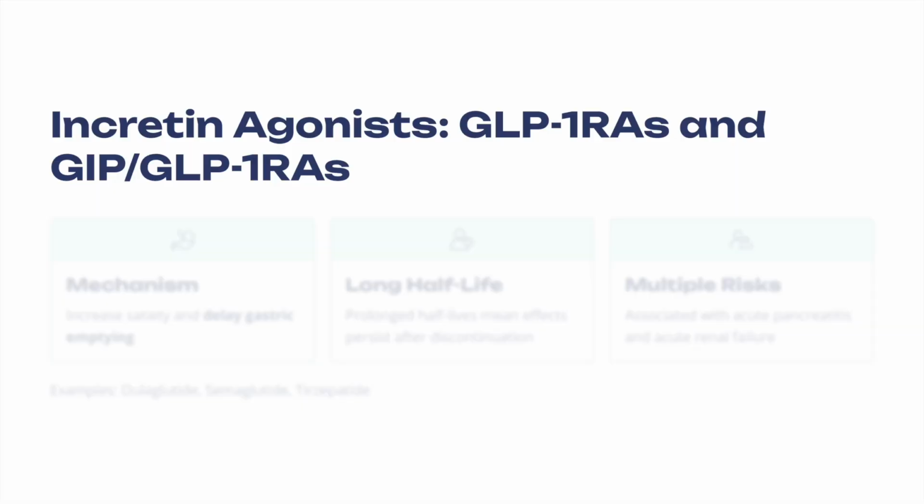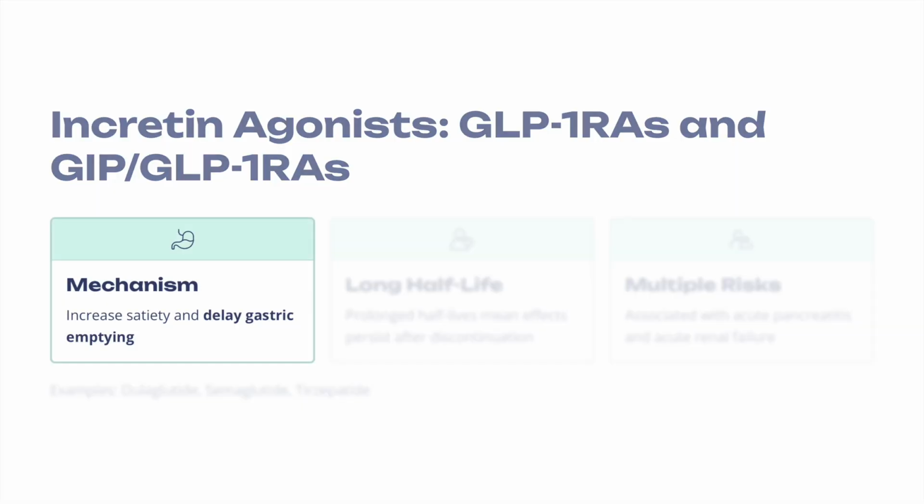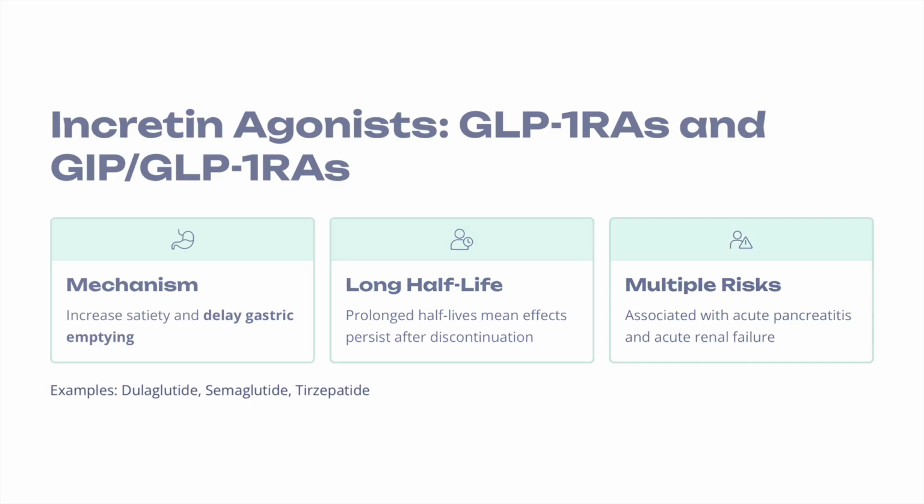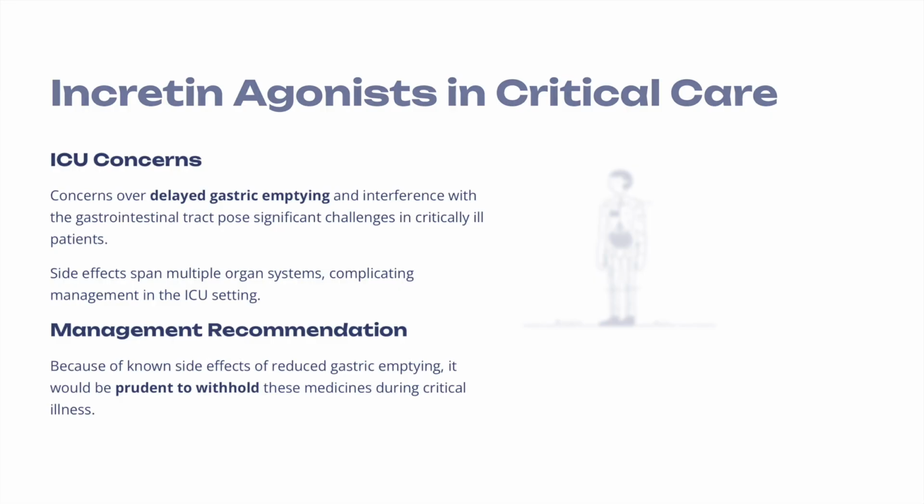Regarding the incretin agonists, they act by delaying gastric emptying and they have a pretty long half-life. So that is a significant risk for us. In the ICU, because they delay gastric emptying, it is better to stop them if the patient has multi-organ failure or shock or something like that. It will be prudent to withhold it. If you want to continue, you have to check the risk and benefit.